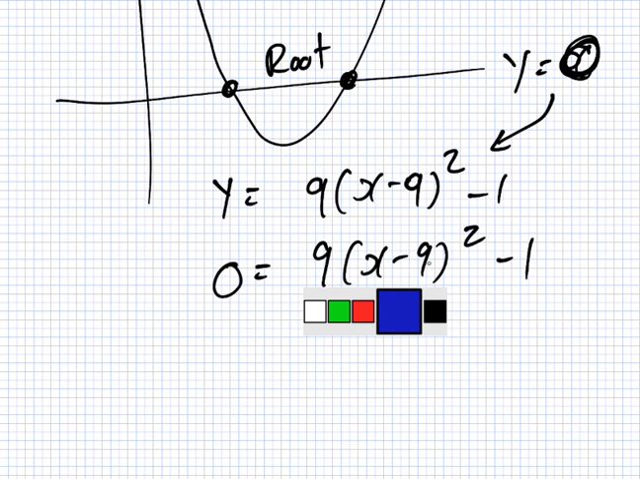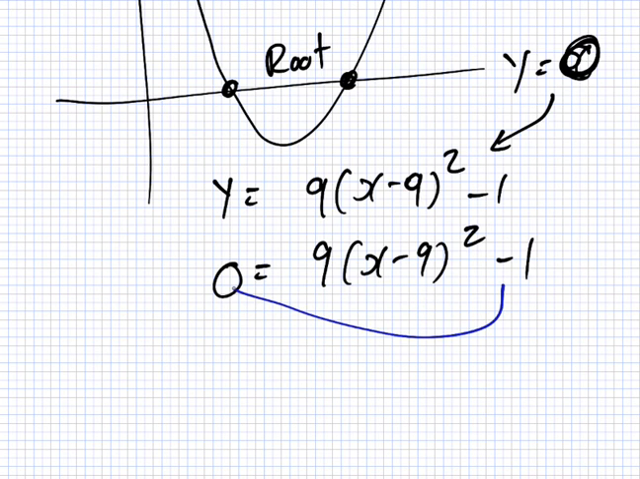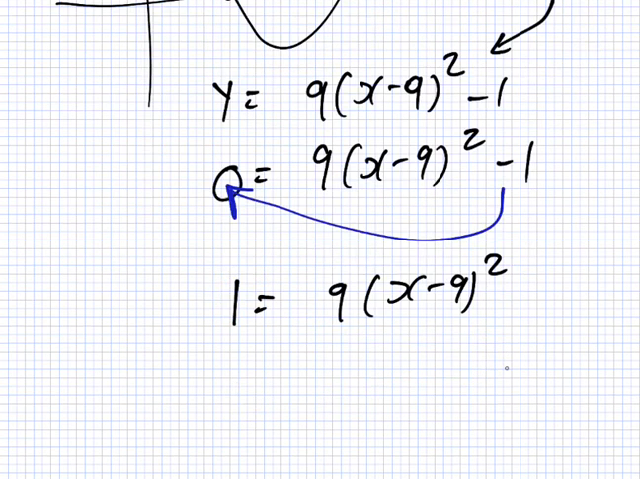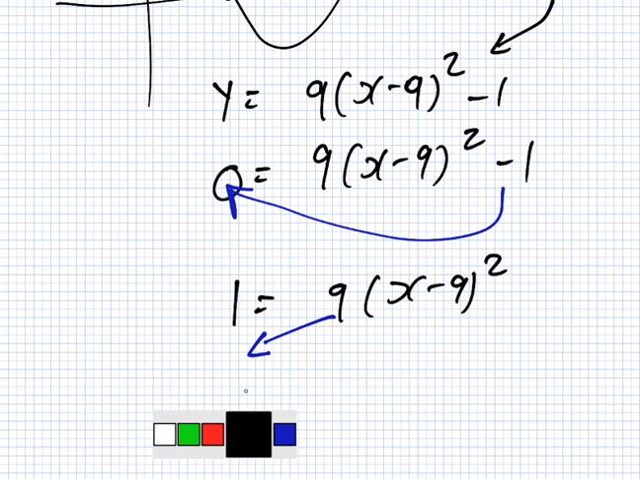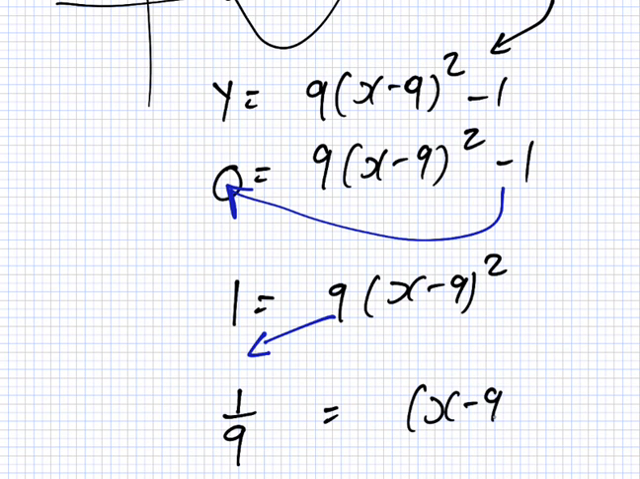What's my next step? Yeah, move the minus 1 to here. So now I got 1 equals 9 times x minus 9 squared. Okay, now what's next? We have to open the... Nope. Divide by 9. So now I got 1 over 9 equals x minus 9 squared.